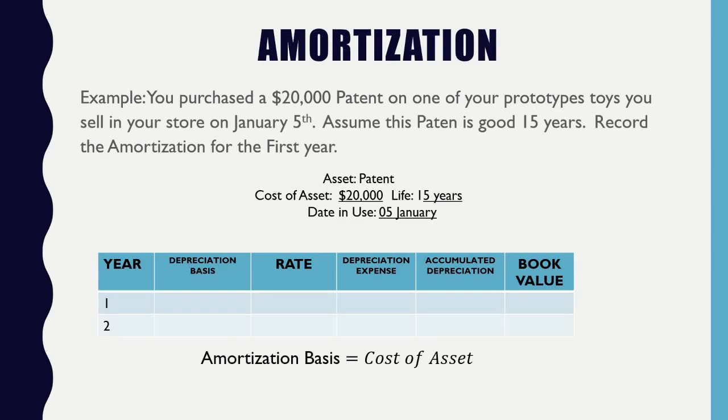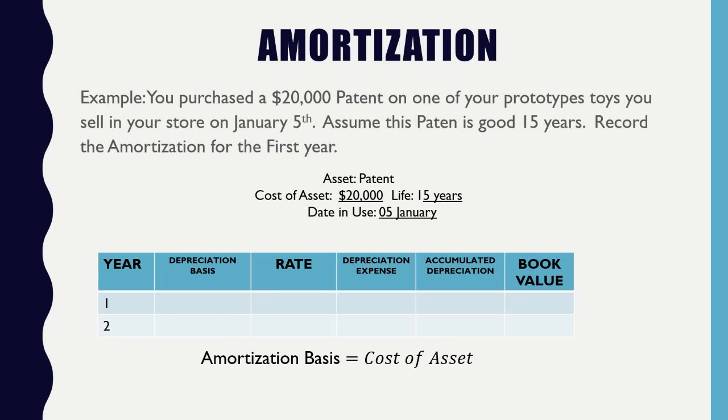So once again, let's do this example where you bought a patent. Once again, the cost of it was $20,000, and it's worth $20,000. Its useful life is 15 years, and the date that you place it into service is as of January 5th.